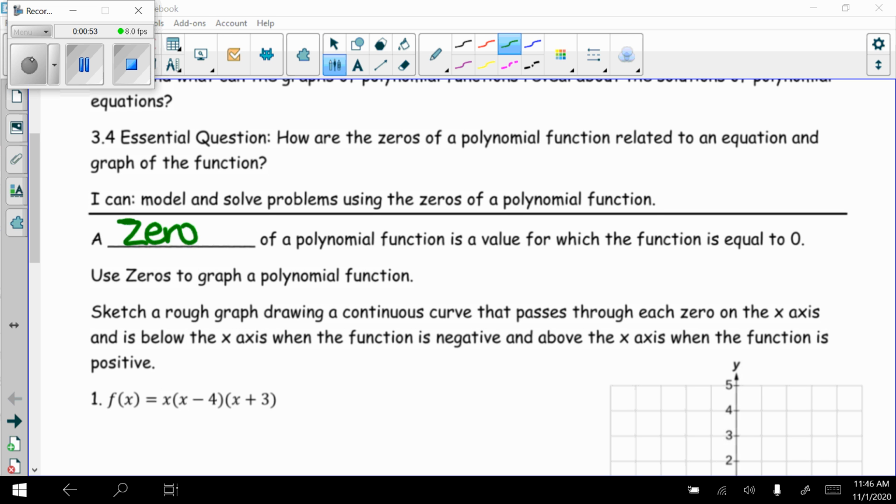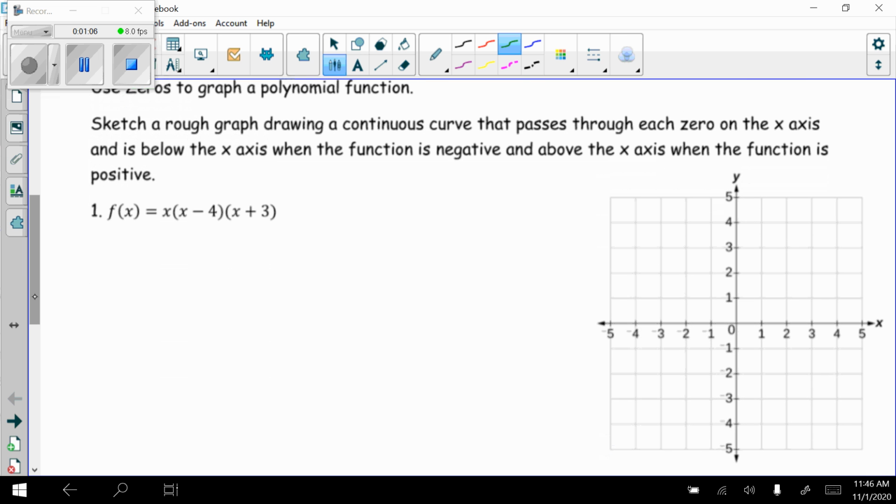It says sketch a rough graph drawing a continuous curve that passes through each zero on the x-axis and is below the x-axis when the function is negative and above the x-axis when the function is positive. So number one, notice that it's already in factored form. It tells us f of x equals x, x minus 4, and x plus 3. So our zeros, we get our zeros by solving each of these. So our zeros come from x equals 0, x minus 4 equals 0, and x plus 3 equals 0. It's nice when they give us the polynomial already factored.